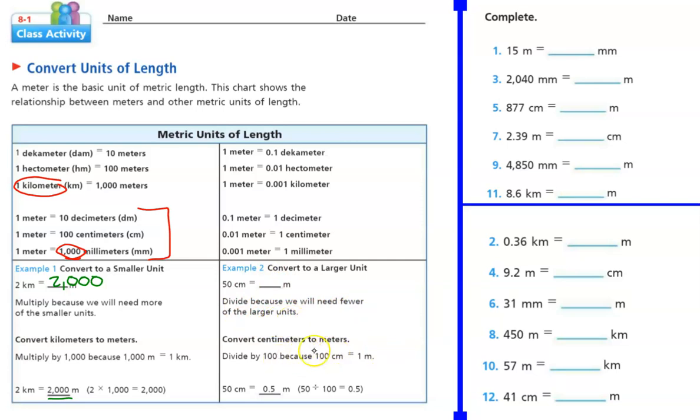Convert centimeters to meters, so divide by 100 because there are 100 centimeters in a meter. So that's telling you that you're going to take that 50 centimeters and divide it by 100, which equals 0.5.